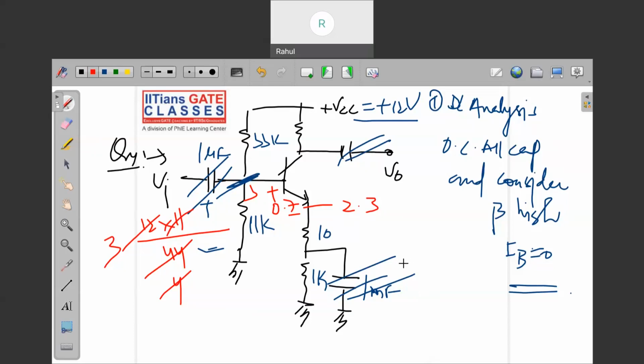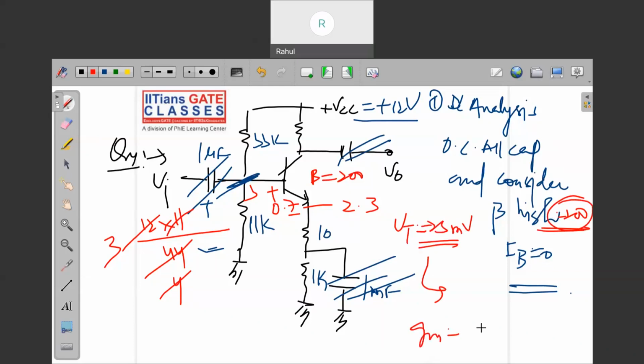In the question, they have mentioned, let me check. Yes, beta was given, beta is 200. Because beta is very high, and your VT is also given as 25 millivolts, you can consider GM as 40 times IC. The moment you find GM, the gain will be simple.